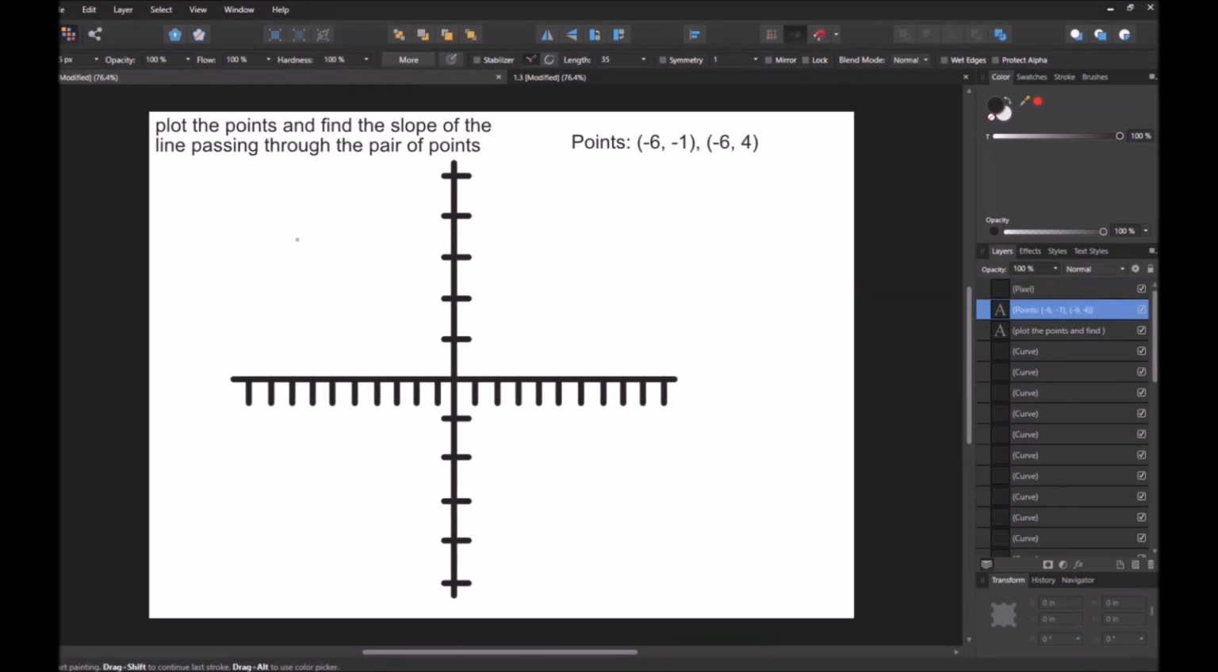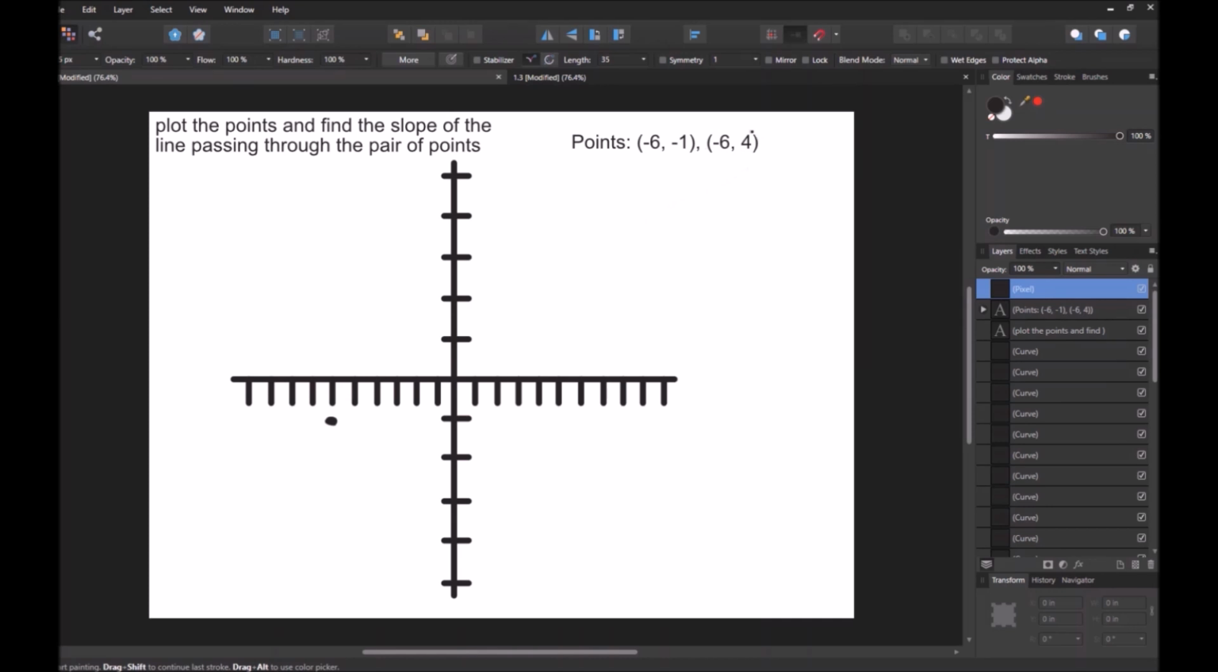Okay, so in this next question we're asked to plot the points and find the slope of the line passing through the pair of points. And the points we're given are -6, -1, and -6, 4. So the first thing I'm going to do is start out by graphing these points. So the first point, -6, -1, we're going to go over 6, so 3, 4, 5, 6, and down 1.